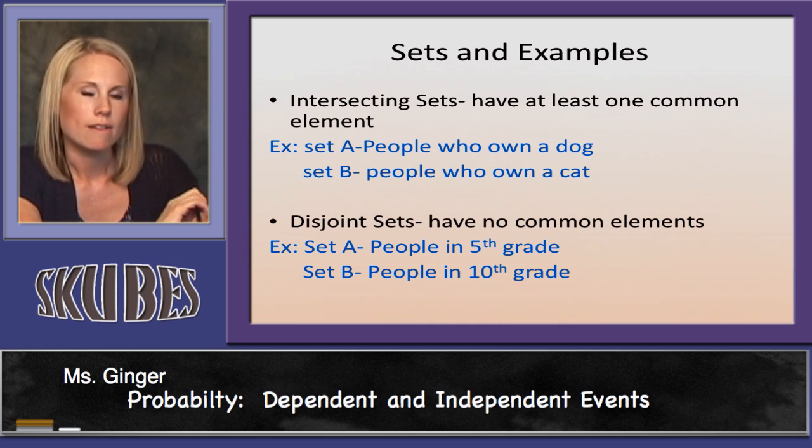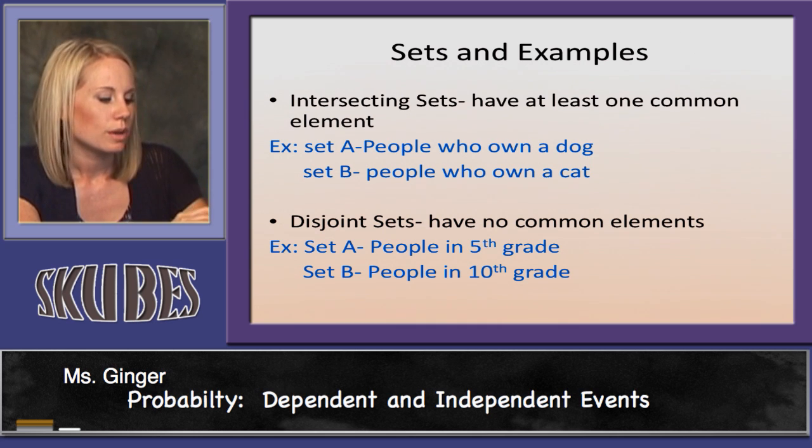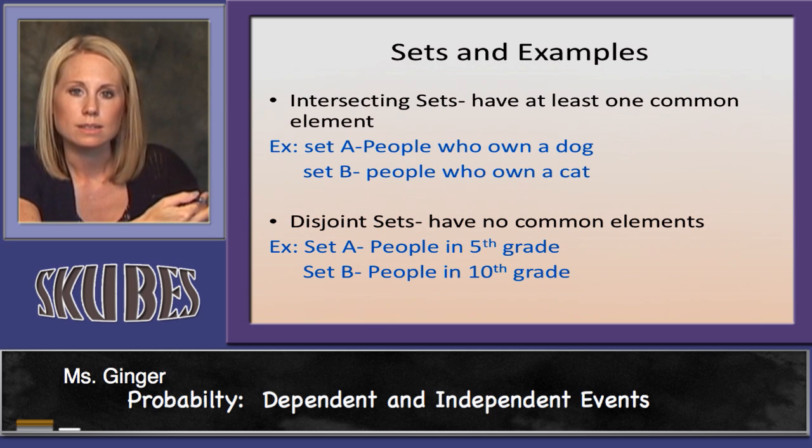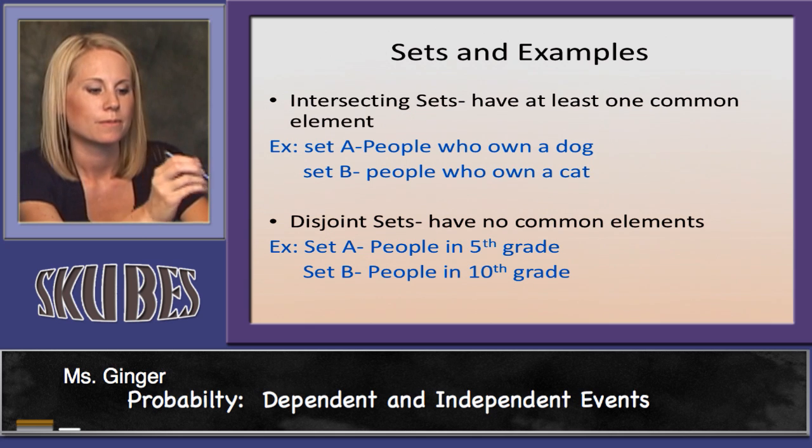Disjoint sets, however, will have nothing in common. So, for instance, set A, if we've got people in the 5th grade, set B, people in the 10th grade, we're not going to be in both of those grades at the same time, so those will not have any of the same members, so those are disjoint sets.